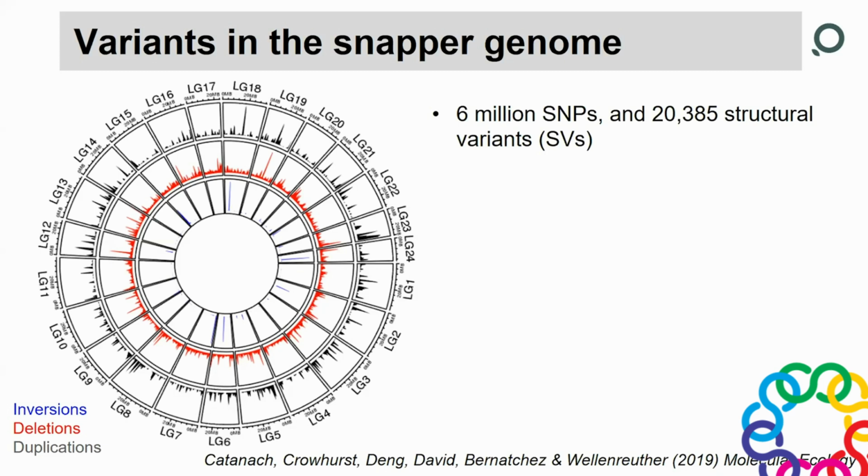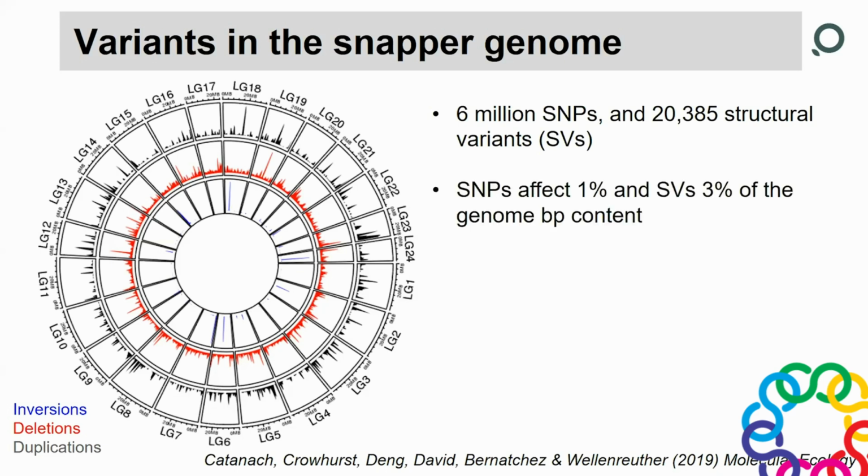What was quite interesting as well is when we actually looked at the number of base pairs that were impacted in the snapper genome by the different types of genetic variants, we found that structural variants impacted 3 times as many base pairs as SNPs did. So that kind of gives you a bit of an indication that these structural variants, because they are more rare, but they are bigger, they actually have quite an influence on the genome.